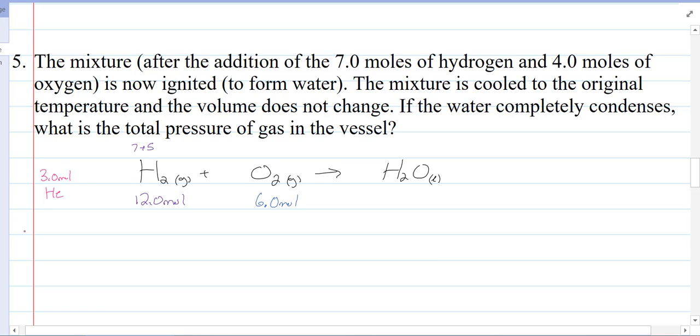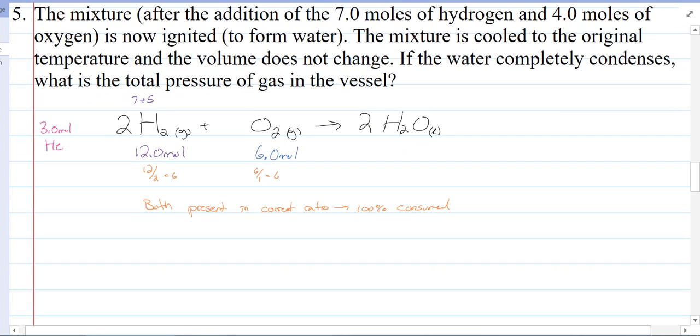All right, find the limiting reactant. Who's limiting? Well, first let's balance. We need to put a 2 here and a 2 there to make this work. So 12 divided by 2 is 6. 6 divided by 1 is 6. Who's limiting? No one. They're both present in the correct ratio, and they're 100% consumed. And what's it going to make? It's going to make 12 moles of water, but we don't really care because water's gone.